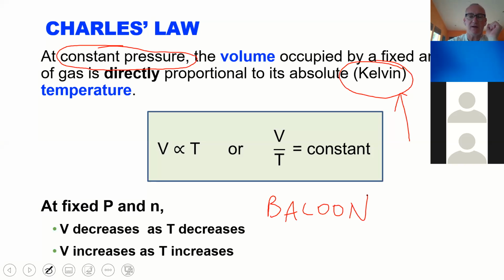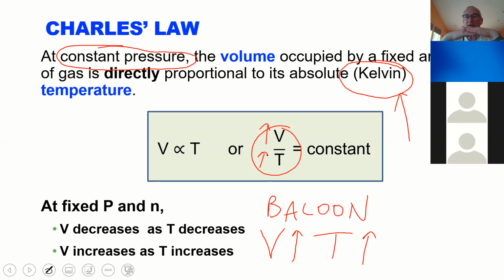So as V goes up, temperature goes up. Those two are directly related. And so instead of multiplying them together, we would divide them by each other to get our constant, because as one goes up, so does the other one. As one goes down, so does the other one. So if we divide them by each other, we get a constant number, okay?